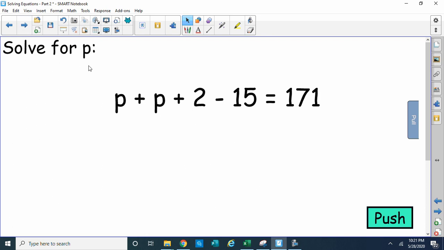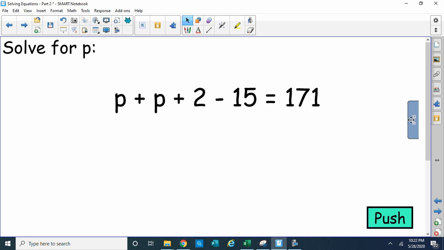This time we're solving for p. We have p plus p plus 2 minus 15 equals 171. Man, that's a lot of stuff going on here. So I notice we have two p's and we have a constant and a minus constant here. So we have a plus 2 and a minus 15.